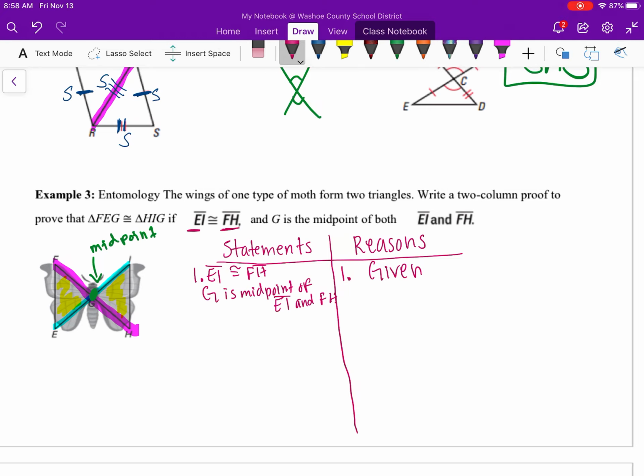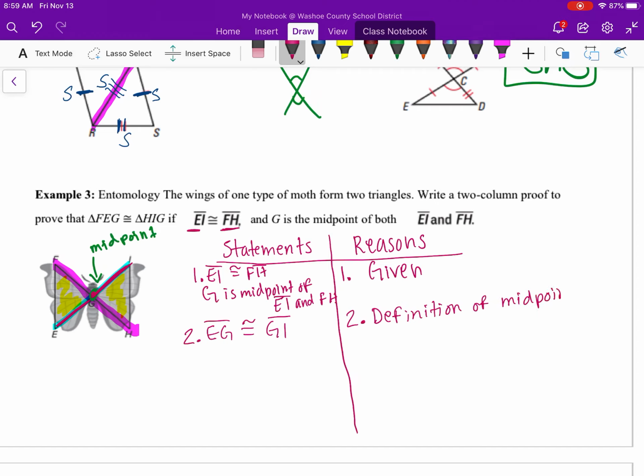So then think about, what does the midpoint do? What does the midpoint do for a segment? Hopefully you're thinking that it's going to split it in two. So what this midpoint is doing here, it's splitting this half and making it equal to this half. So that's going to be my next statement, that EG is going to be congruent to GI, and that's going to be by the definition of midpoint.